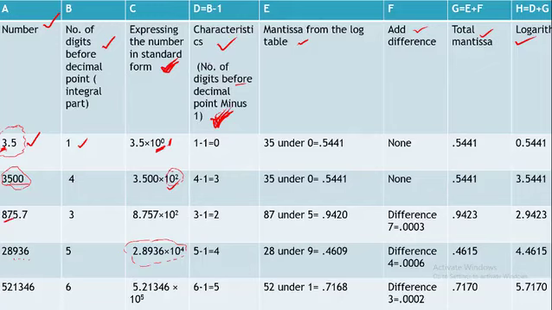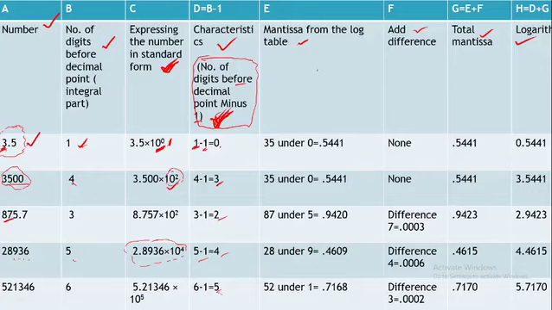Now I wrote something here. The characteristic is equal to the number of digits before the decimal point minus 1. This is the number of digits before the decimal point, and here we have 1. Then we write down 1 minus 1, and that will give us 0. Is that correct? And here we have 4. 4 minus 1 will give us 3. That's how we got this. We have 3 here. 3 minus 1 will give us 2. We have 5. 5 minus 1 will give us 4. We have here 6. 6 minus 1 will give us 5. You understand that, right?